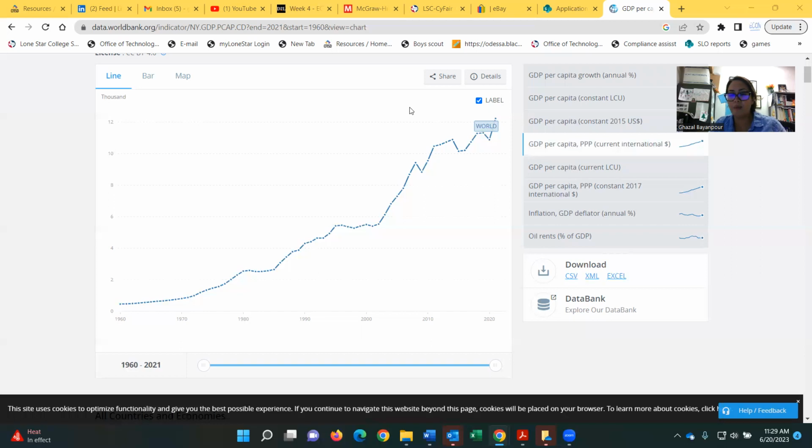Check the World Bank website out, and also, another good website to find all this data and statistics is the CIA Factbook. I also love that, and they're both very, very user friendly.